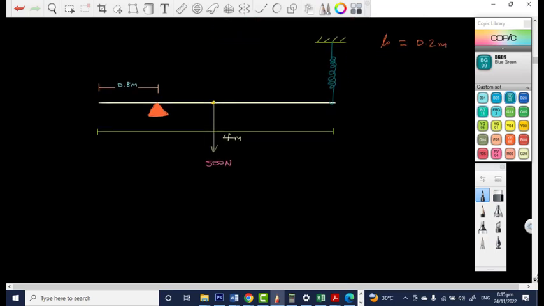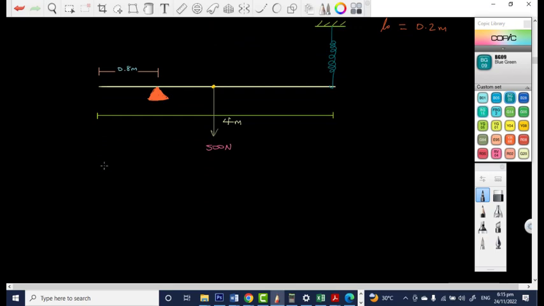So let's see now. Question 1: we want to calculate the force applied to the spring. So how would we do that now? Anybody have any idea?